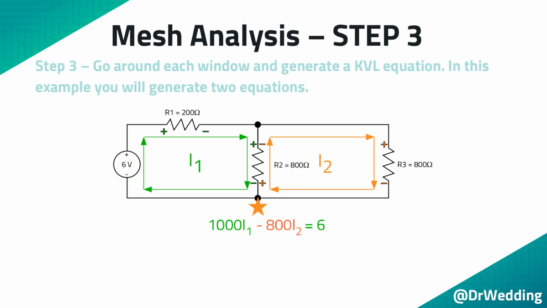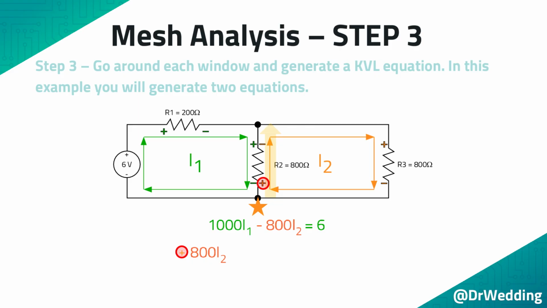To generate the second KVL equation, I will start at the lower left side of the second window. This location is marked with an orange star. I will go around the path clockwise. When going up the left side of the second window, you will encounter a green negative sign and an orange plus sign. This means you will generate two voltages in the KVL equation.